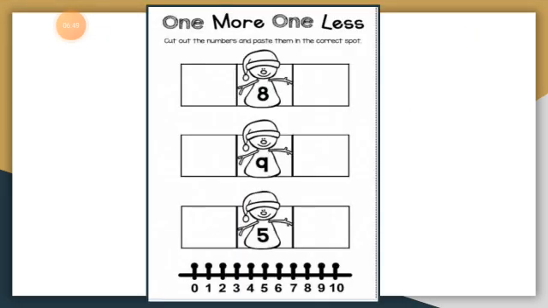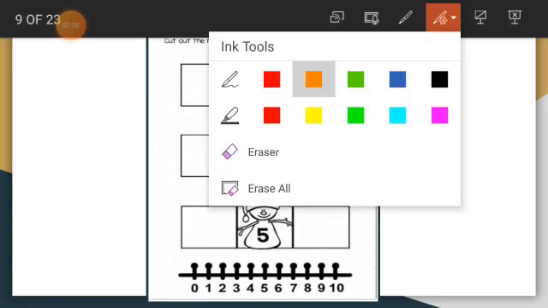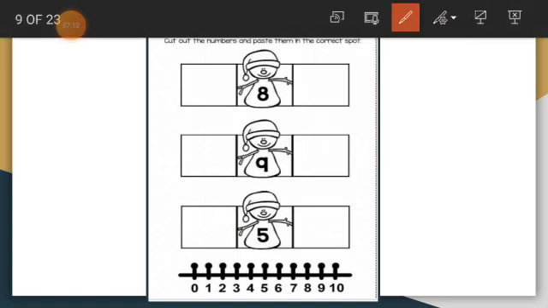Now move to the next slide. Look at here. On this slide, we have 1 more and 1 less. Now the numbers are given, and you can see at the end of this slide, we have the number line. Now with the help of the number line, we will solve 1 more and 1 less. Okay, let's solve with me. It's very easy. This number line is going to help us.